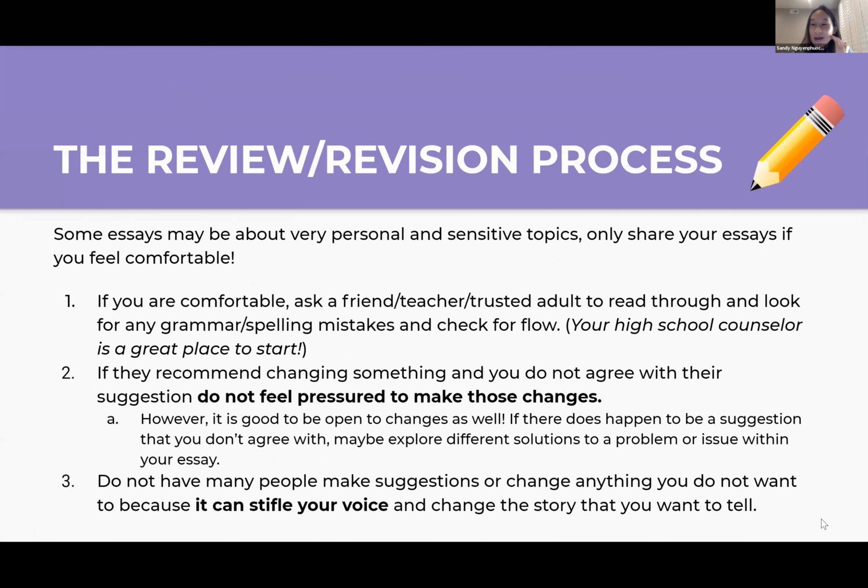And so because we have so many rough drafts, this is why the review and the revision process is so important. And sometimes your essays, you'll write them on personal and sensitive topics. So if you aren't comfortable revising them, that's totally fine. But if you are comfortable, it's really good to ask a friend, trusted adult, or teacher to look over your essay to check for flow, grammar, anything that seems off, because flow is super important in an essay when you want to have certain parts of it go along and tell it like a story. And if you don't know who to start with, your high school counselor is a great place to start.